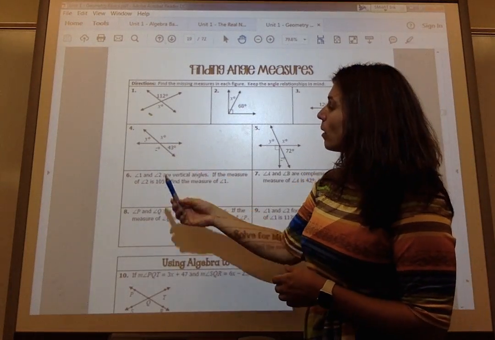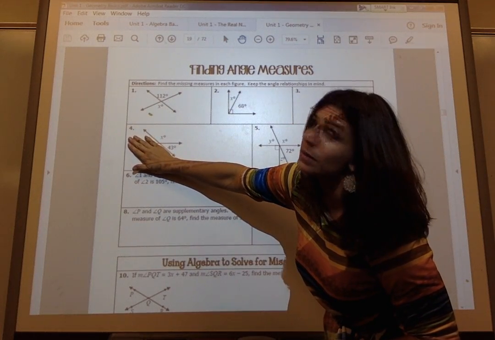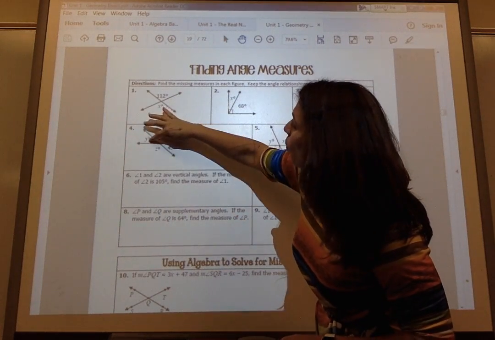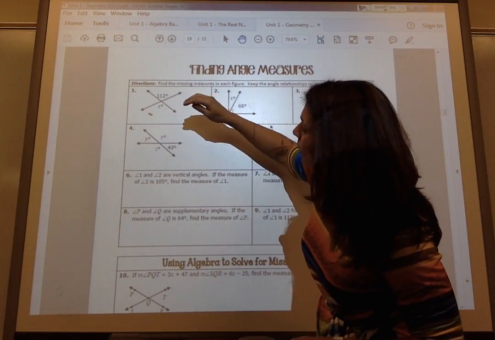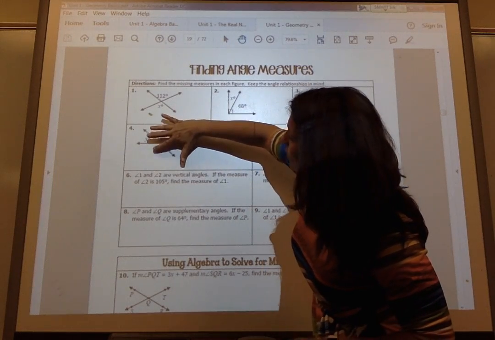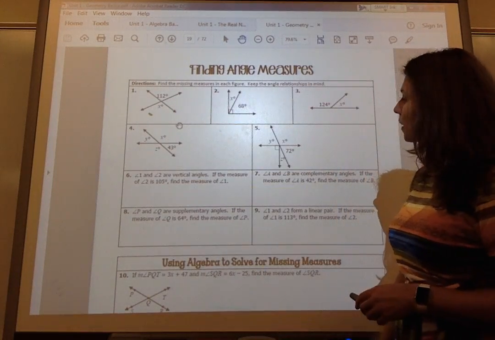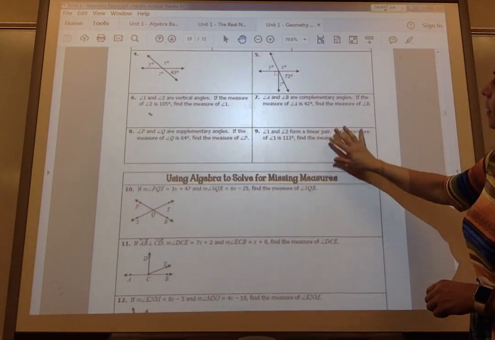Here you could do number 4 a couple different ways. You could look at it like x plus 43 is 180 degrees because that's supplementary. You could look at y and 43 are vertical angles, so y has to be 43 degrees. And then z and x are vertical, or you could do z and 43 are supplementary. Either way you want to do that. So those are easier problems.